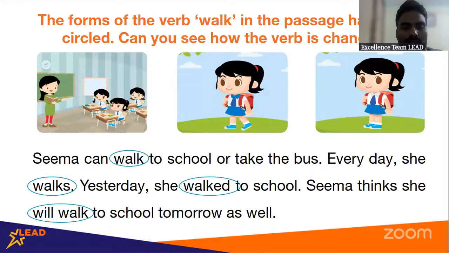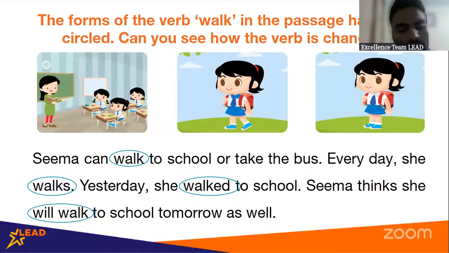So this is what they have identified. Now we'll ask the children inside the classroom, can you all see the changing of the verb form, right? So first walk, then there is walks, then there is walked, then there is will walk. So the same walk is being transformed, or it's been used in different ways, right?